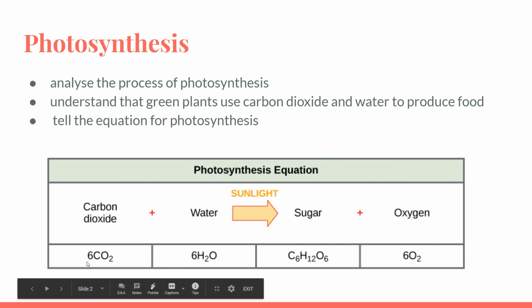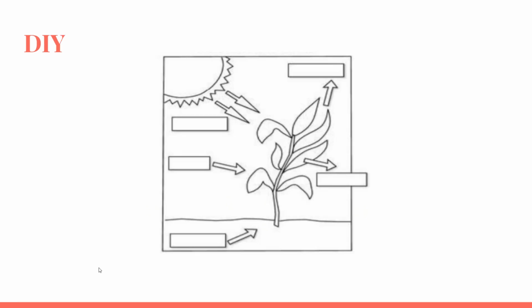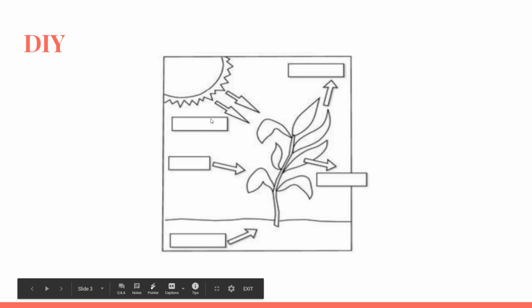This was basically done for your understanding that the carbon in the sugar comes from carbon dioxide, the hydrogen in the sugar comes from water, and the oxygen in the sugar comes from both the water and carbon dioxide. Okay, so you can do it yourself. This is interesting and you'll enjoy doing it.